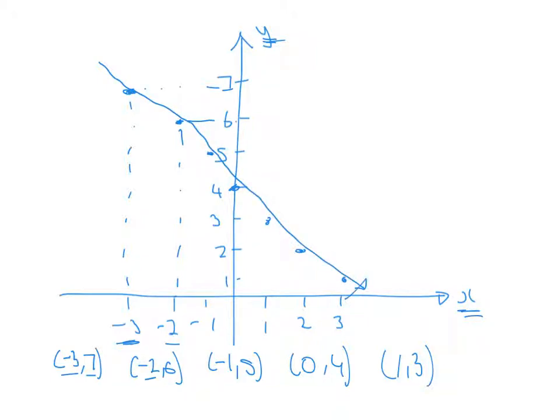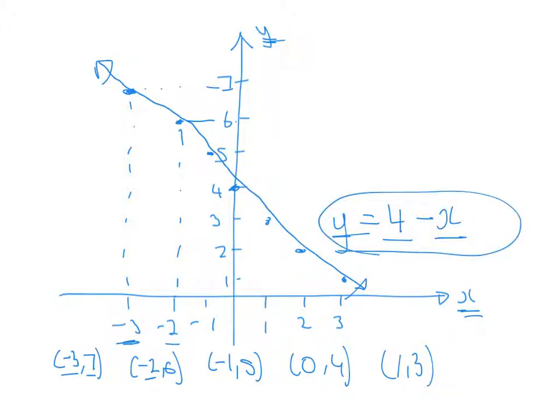Now my graph's a little bit off, but this line represents a relationship that says 4 take away our x value is equal to our y value. And every point on this line will have an x value and a y value that maintains this relationship. So that's how you do it.